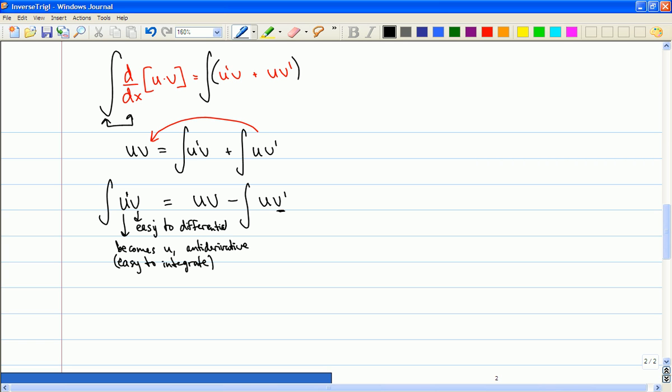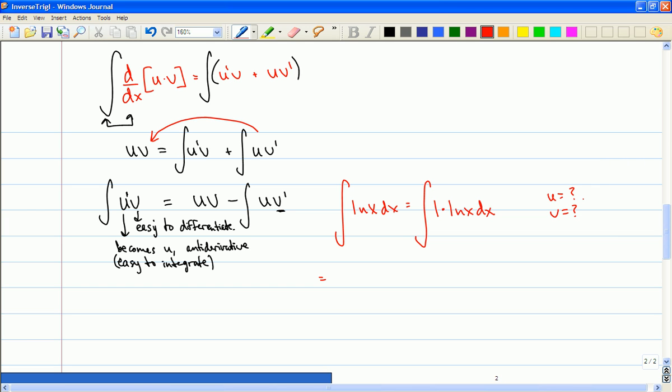So let's rewrite this in terms of our problem. We have the integral of natural log x dx. And you're probably thinking, well, how are you using product rule? There's only one function. Well, that's where the clever part comes in. Now I have two functions, 1 and natural log x. Then, if I think about it, which one should be u and which one should be v?